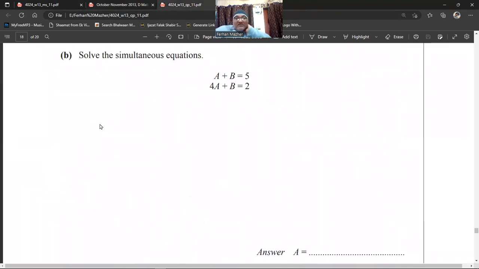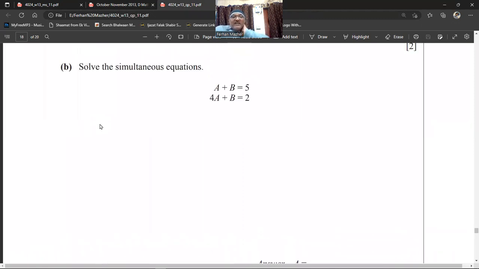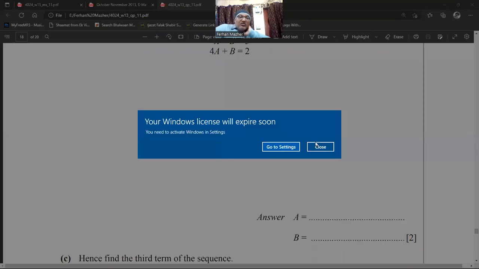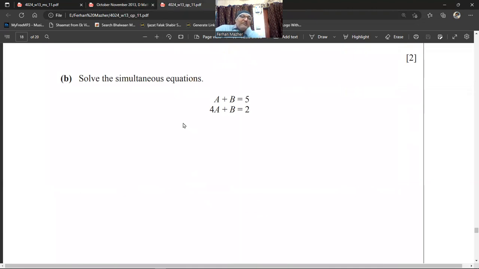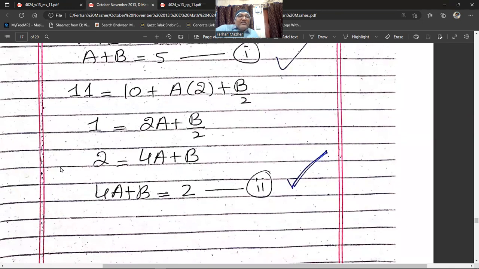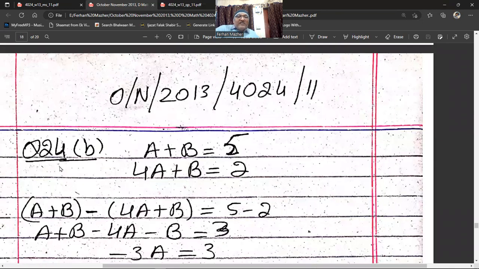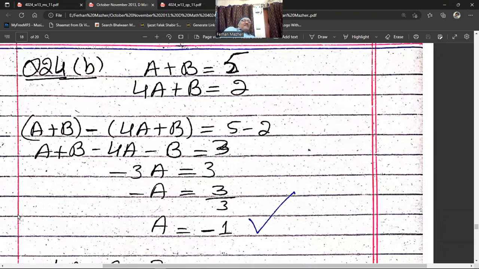Then he says solve these two equations and find the value of a and b. Okay. So you have to solve these two equations: a plus b equals 5 and 4a plus b equals 2. Simply subtract these two equations and you will be able to find their solution. From the left side, I will subtract the left side, and from the right side, I will subtract the right side. So a plus b minus bracket 4a plus b bracket close equals 5 minus 2. So a plus b minus 4a minus b equals 3. So minus b plus b cancelled. So a minus 4a, minus 3a, equals 3.